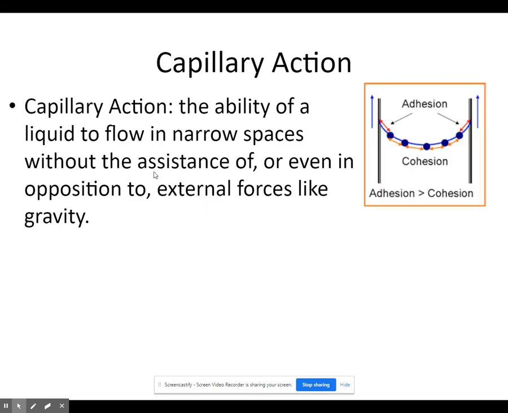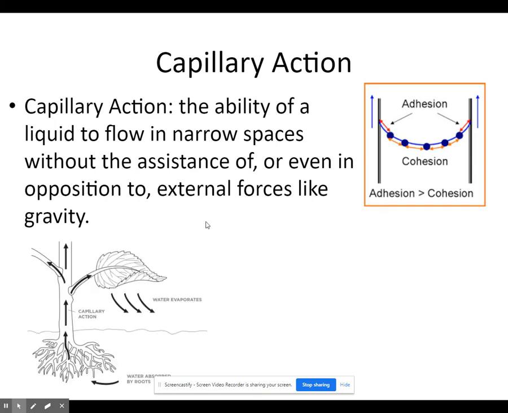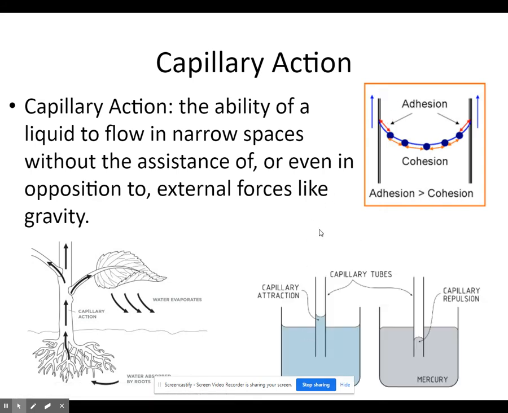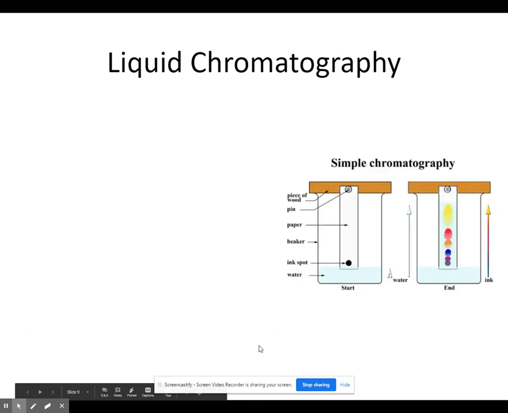Capillary action is the ability of a liquid to flow in narrow spaces. So this is the reason why plants can absorb water through their roots. They're attracted to the sides of the root structure. That's called adhesion. So against the force of gravity, this water will rise up in capillary tubes. So you can see this capillary action. If we compare it to mercury, water is going to stick to the side of the tube and rise up.